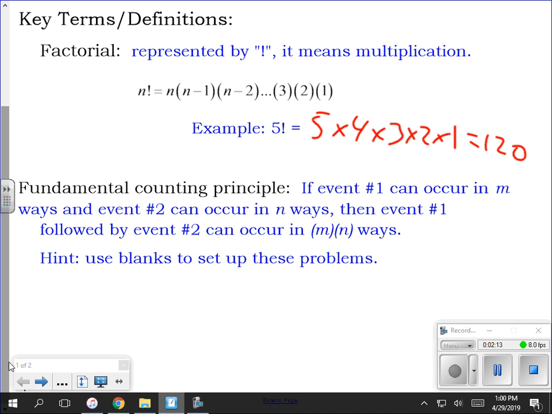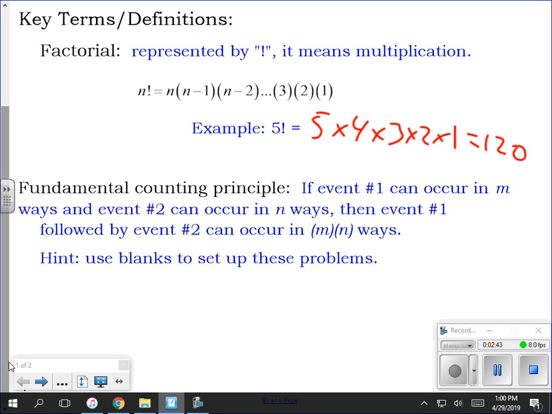Now, the big thing we're going to be talking about today, though, is the fundamental counting principle. So, fundamental counting principle, if event number 1, the thing that I want, can occur so many ways, and then event number 2, the second thing I'm doing, can happen so many ways, to find out how many ways together, I just multiply it.